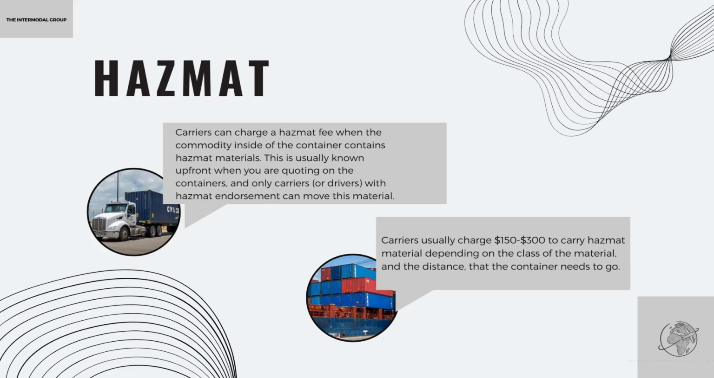Hazmat. Carriers can charge a hazmat fee when the commodity inside of the container contains hazmat materials. So this is usually known upfront when you're quoting on the containers, and only the carriers or the driver with a hazmat endorsement can move this material. Carriers can usually charge $150 to $300 to carry hazmat material, depending on the class of the material and the distance that the container needs to go.